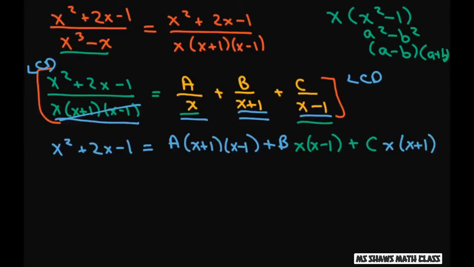Now let's go ahead and let x be 0. If we let x be 0, this is going to cancel out the B and the C part. So when you plug in 0 here, you get negative 1 equals negative 1A. Therefore, A is going to equal 1.